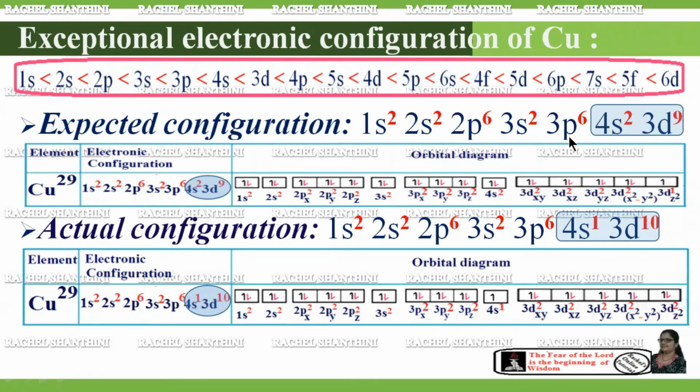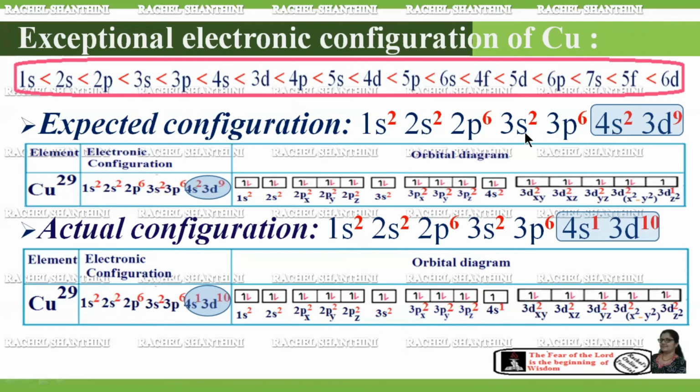So to write the electronic configuration according to the Aufbau principle, 1s can accommodate the maximum of 2 electrons. So 2. Then 2s can accommodate the maximum of 2 electrons. So 2 in the superscript. Then 2p, on the whole, could accommodate the maximum of 6 electrons. So we need to write 2p and 6 in the superscript.